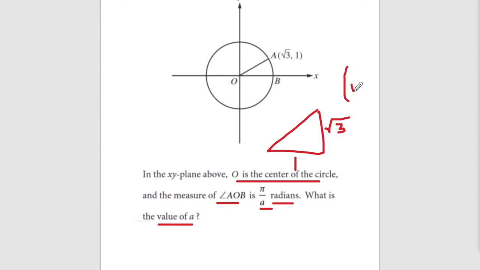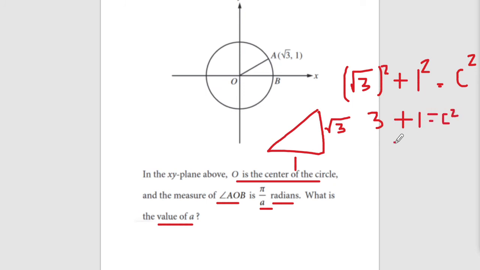So it's just root 3 squared plus 1 squared equals c squared, basically the Pythagorean theorem. So we get 3 plus 1 equals c squared, that equals 4, so c squared equals 4, and c equals 2. So we know this is 2, right? And from here, we can tell it is a 90-degree angle, so it's a 30, 60, 90 triangle, which is easy to tell if you use the Pythagorean theorem. Based on this, these are values for a 30, 60, 90 degree triangle. And so we can say this is 30 degrees.